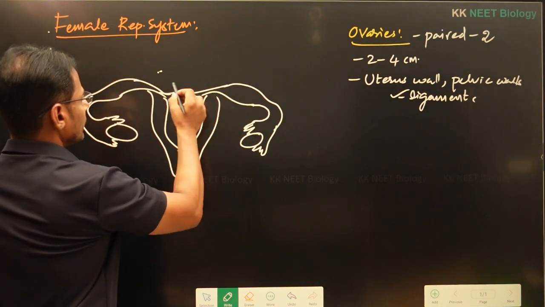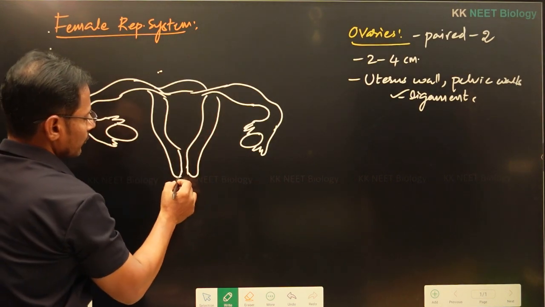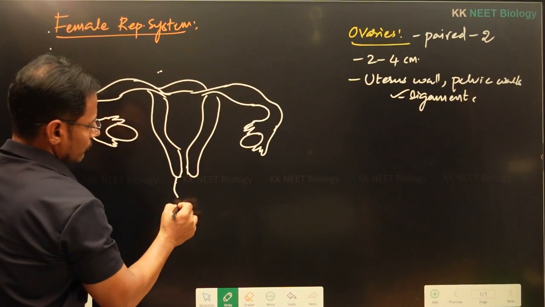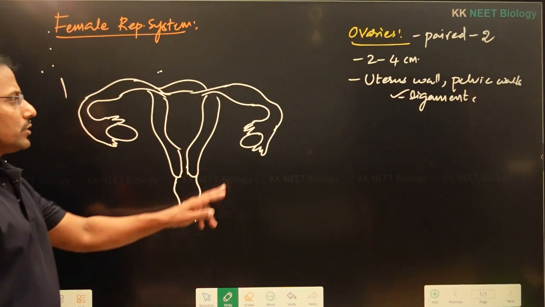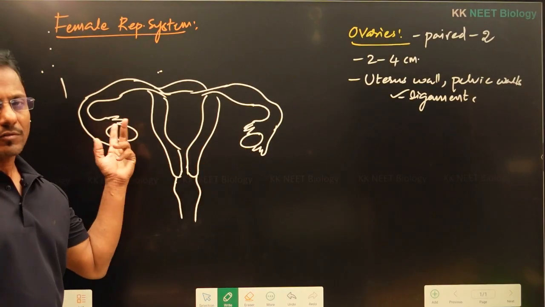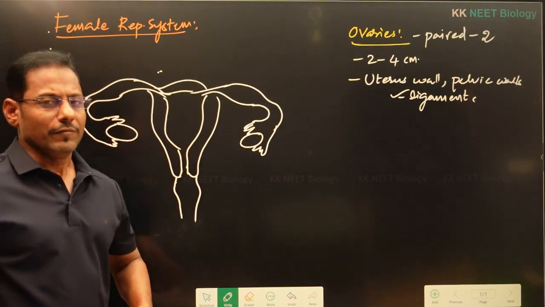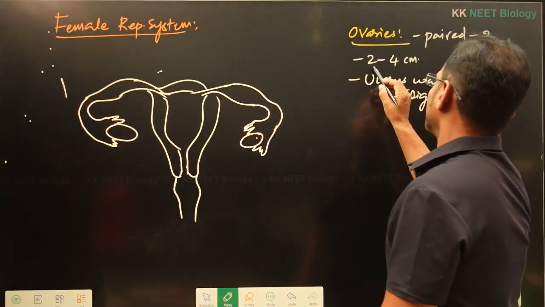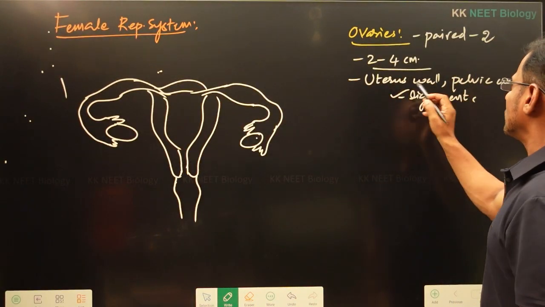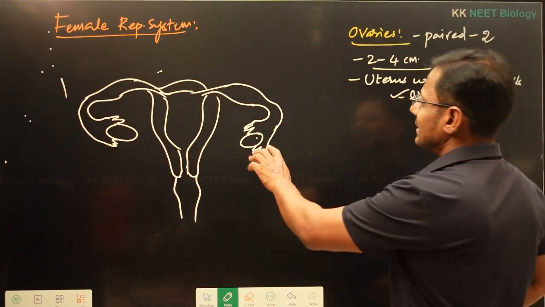So I am drawing the female reproductive system in a simple way. Now these are the two ovaries, which are present on the lateral sides, in the pelvic region. So these are the two ovaries. These measure about 2 to 4 centimeters in length.